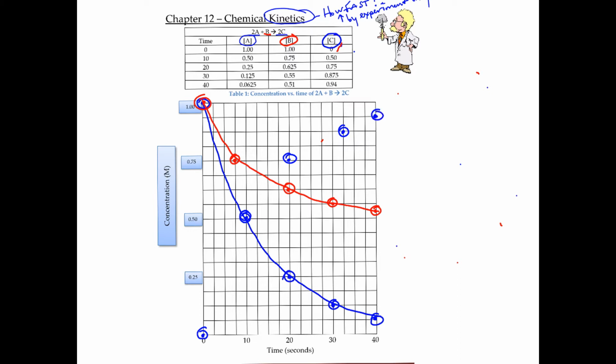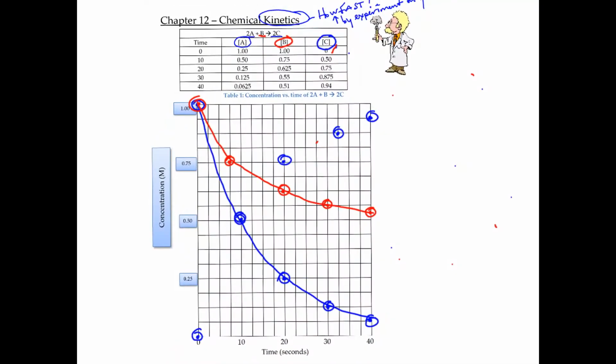And when you draw this one, you're going to see that it's pretty similar to the A curve, except it's the opposite. Okay, so you can see here what's going on in terms of graphing the rate of change. So one more time, the A decreases twice as fast as B, and the C increases at the same rate that the A decreases.